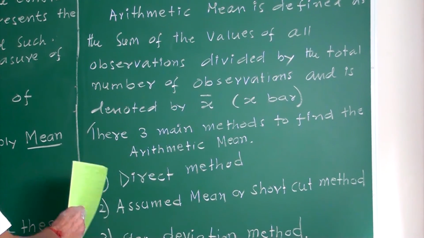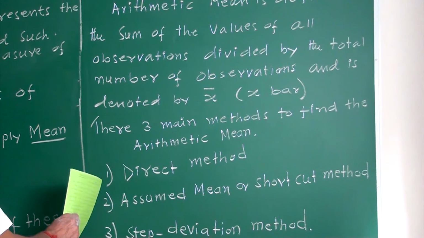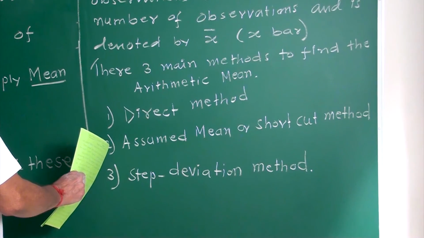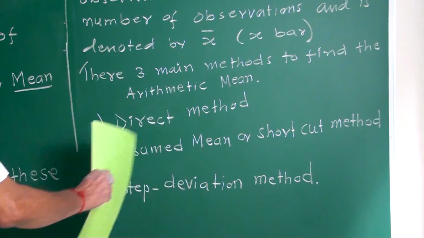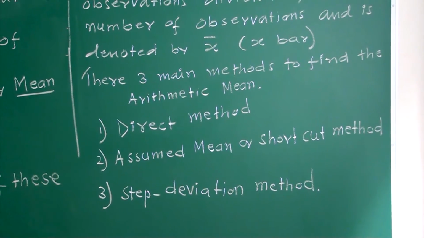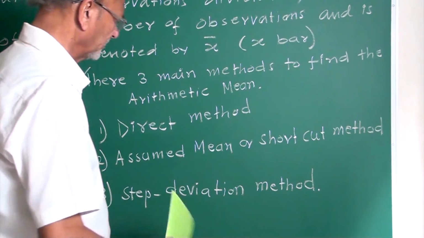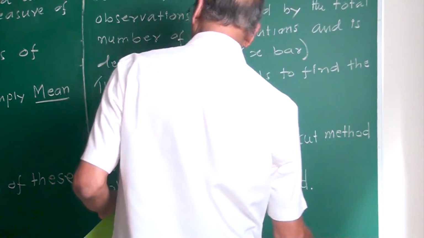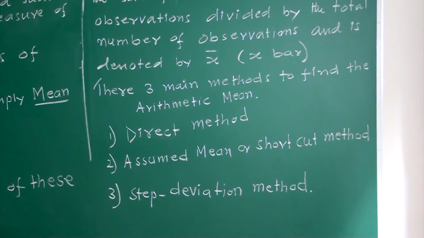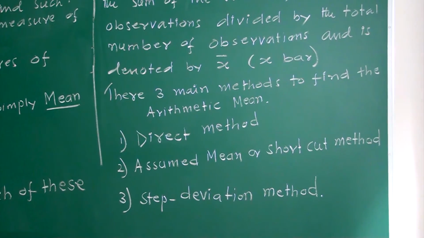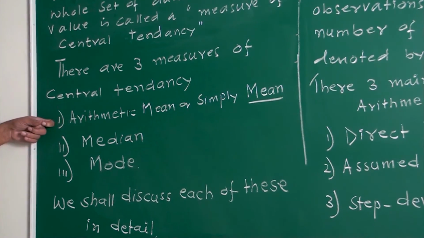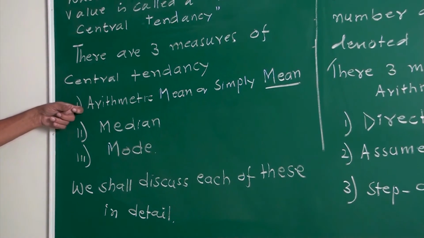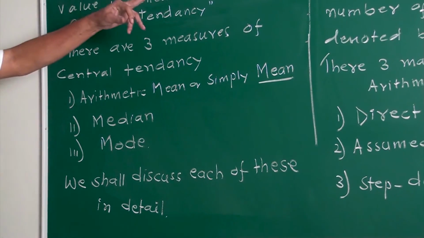There are three methods, my friends, to find the arithmetic mean. First is the direct method. Second is assumed mean or shortcut method. Third is step deviation method. Again, we shall go one by one, my friends. First, direct method. We have started with this first one, my friends. First central tendency, that is arithmetic mean. We shall give the definition.